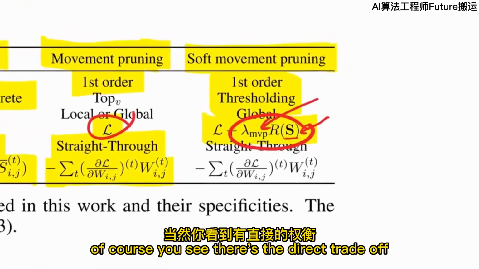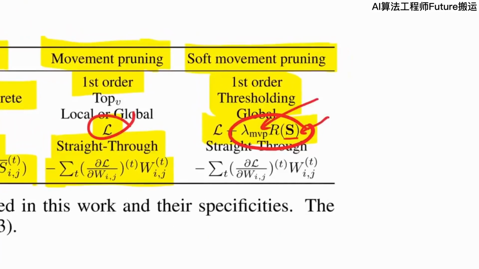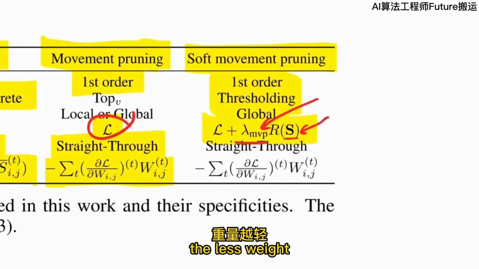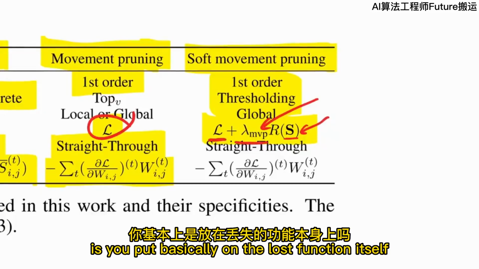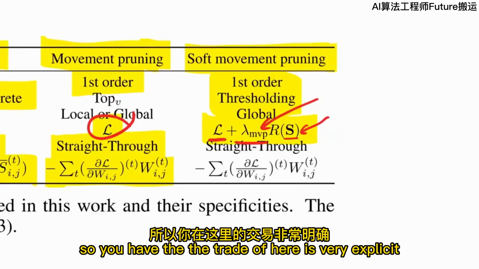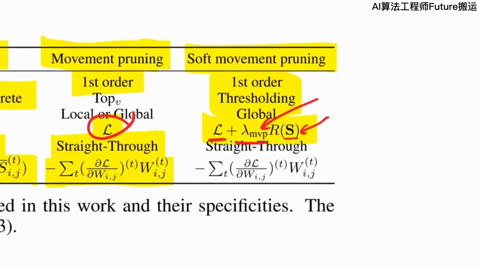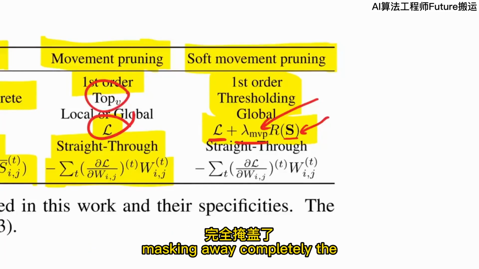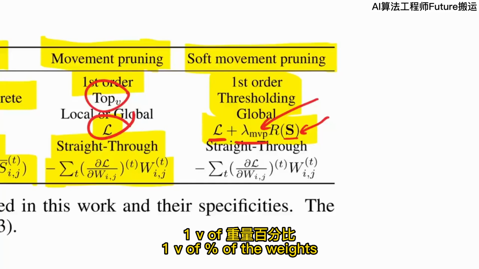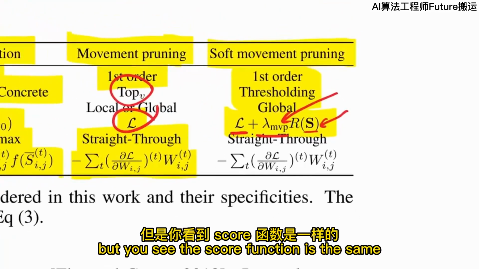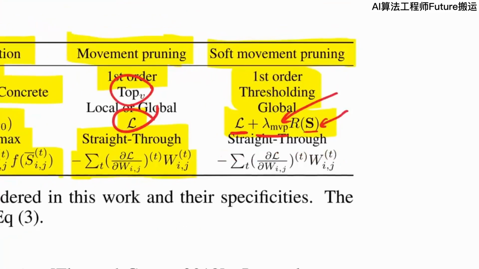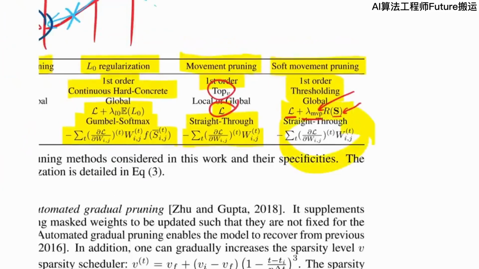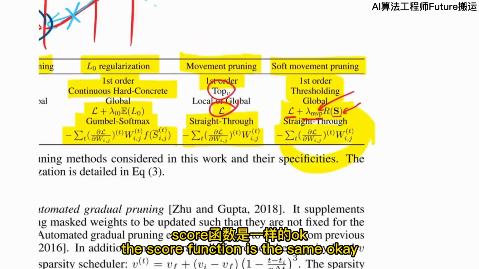Of course, you see there's the direct trade-off with the loss function, right? So the more weight you put on this lambda, the less weight you put on the loss function itself. So the trade-off here is very explicit, whereas in basic movement pruning, it's just given by you masking away completely the bottom 1 minus v % of the weights. But you see the score function is the same. Okay.